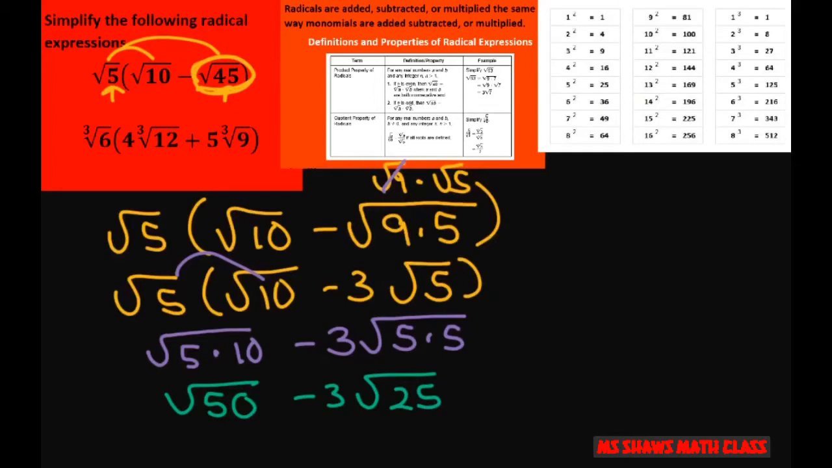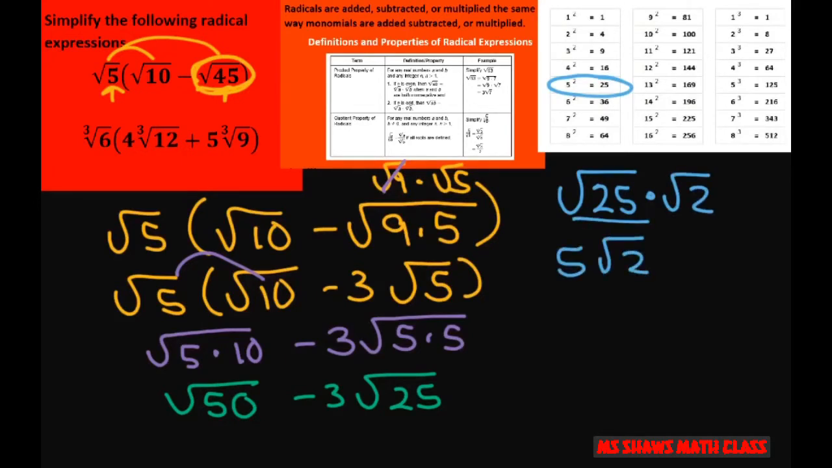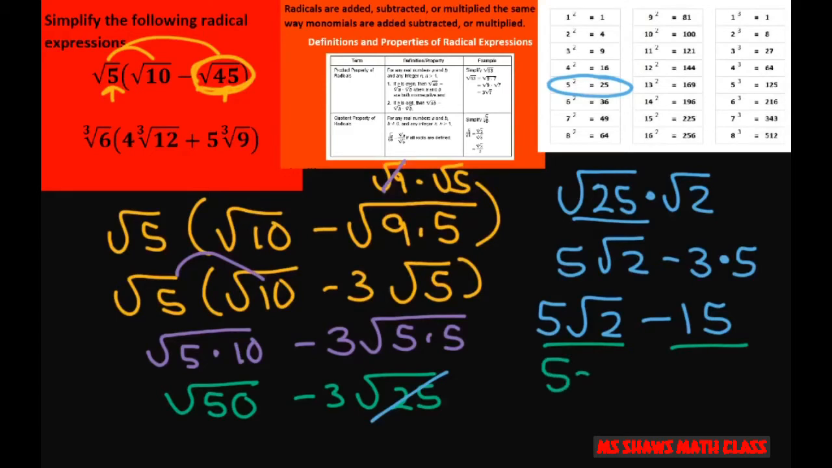The square root of 50 can be broken down as 25 times 2. So that's the square root of 25 times the square root of 2, which gives us 5 square root of 2. And then we have minus 3 times the square root of 25, which is just 5. So your final answer is 5 square root of 2 minus 15. And you can't combine those. This is like saying 5x minus 15. You can't combine them because our x would be the square root of 2. So this is your final answer.